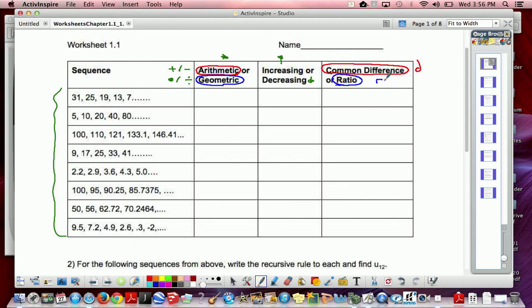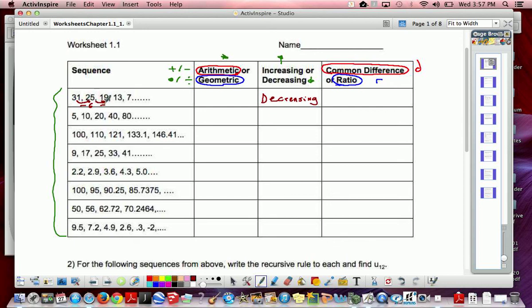So to take you through these here, to get started, on the first one, I'd just like to switch colors here. First thing I always do is I take a look at how do I go from the first term to the next term to the next term to the next term. I always start with arithmetic. I always see, is it adding or subtracting? So to get from 31 to 25, it's decreasing, it's going down, so I can at least write decreasing. But the question is, how much is it going down by? When I look at this, to go from 31 to 25, subtract 6.